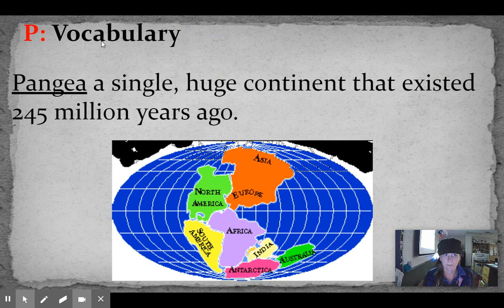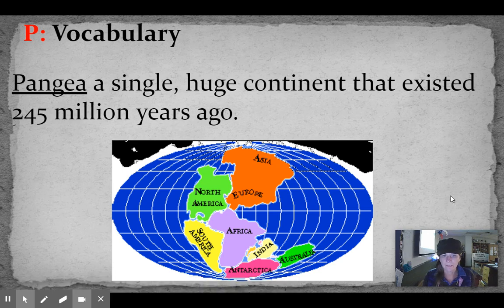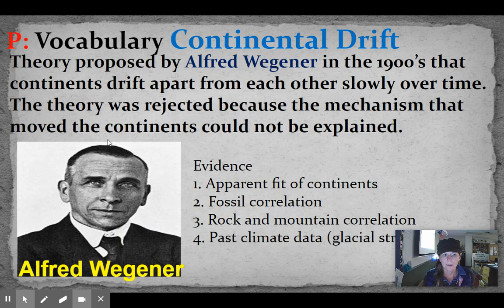Let's practice vocabulary. Pangea is the single huge continent that existed 245 million years ago. This was proposed by Alfred Wegener, the German geologist. So here's Alfred Wegener. He proposed the continental drift theory. It's a theory proposed by him in the 1900s that continents drifted apart from each other slowly over time.